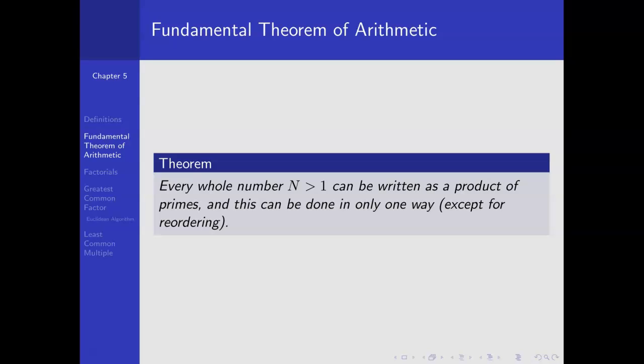This theorem is the fundamental theorem of arithmetic, and it says that every whole number bigger than 1 can be written as a product of primes, and it can be done in only one way, except for reordering. Because we know multiplication is commutative, which means that we can rearrange the order of factors and get the same thing. So that's what we mean by "except for reordering." So the fundamental theorem of arithmetic is really important to mathematicians for understanding how integers really relate to each other. But what we're going to be focused on here is the relationship between numbers and prime factors.